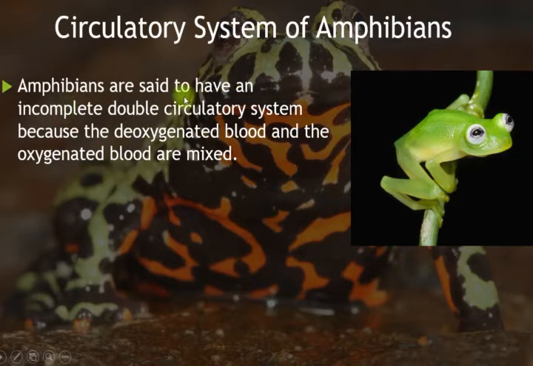Amphibians are said to have an incomplete double circulatory system because the deoxygenated blood and the oxygenated blood are mixed. Double refers to the blood flowing in two directions just now. Why is it incomplete? Because the deoxygenated blood and oxygenated blood are mixed. Later we will look at the diagram.